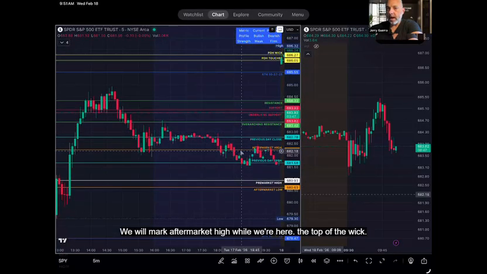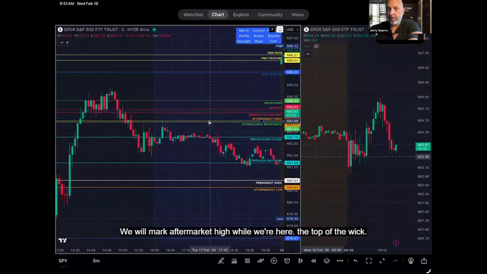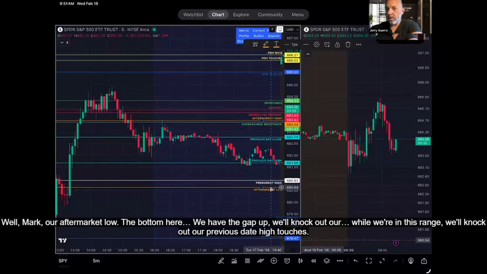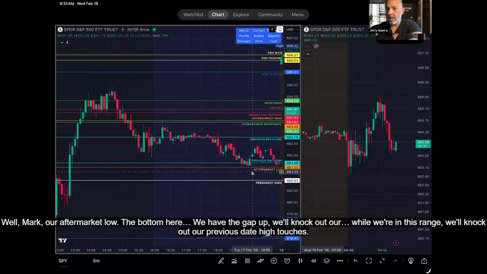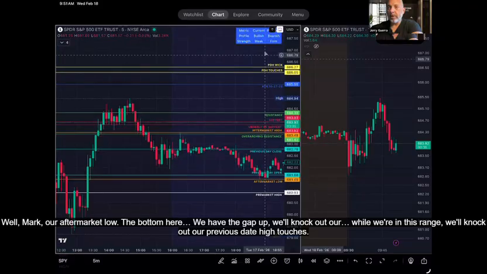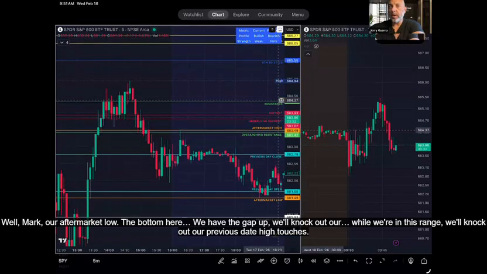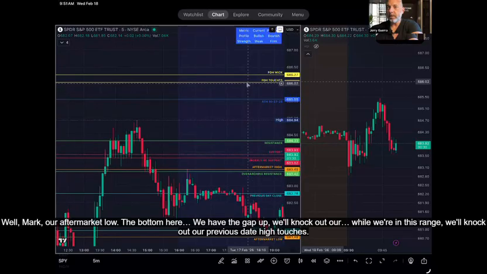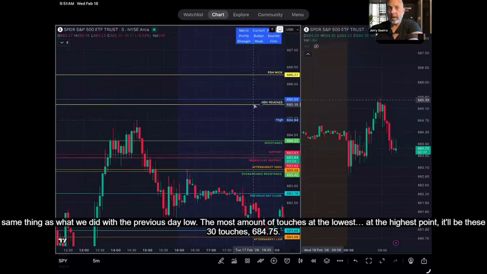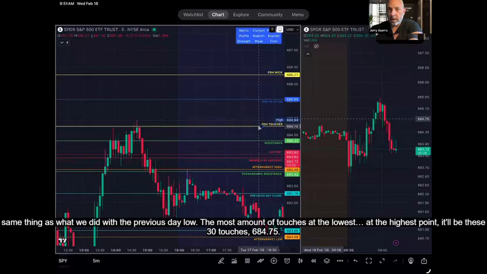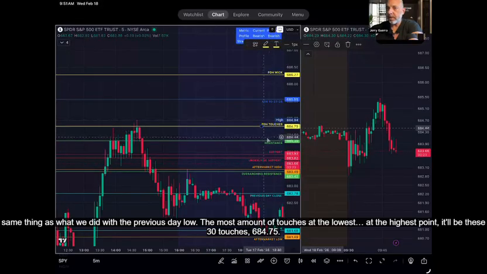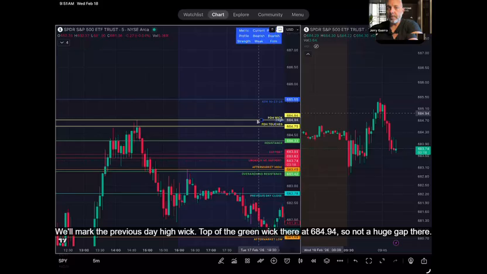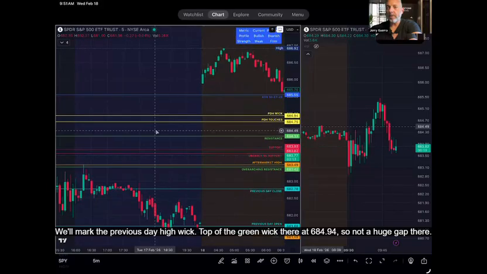We will mark aftermarket high while we're here, the top of the wick. We'll mark our aftermarket low, the bottom here. We have the gap up. While we're in this range, we'll knock out our previous day high touches. Same thing as what we did with the previous day low. The most amount of touches at the highest point, it'll be these 30 touches, 684.75. We'll mark the previous day high wick. Top of the green wick there at 684.94, so not a huge gap there.